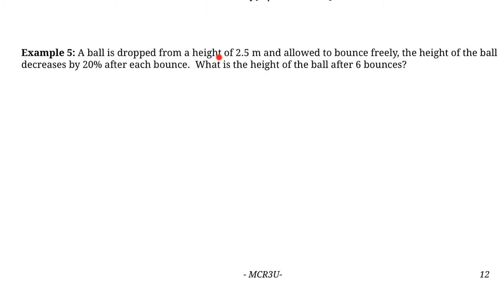So here's our last example. A ball is dropped from a height of 2.5 meters and allowed to bounce freely. The height of the ball decreases by 20% after each bounce. What is the height of the ball after 6 bounces? So go ahead and pause the video and solve this problem on your own. You can come back to the video when you're ready to check your answer.